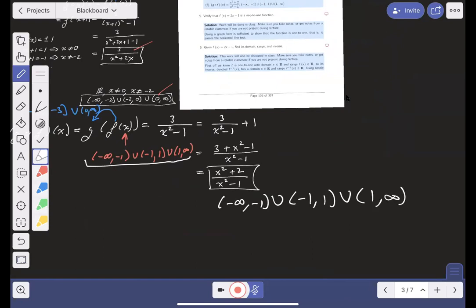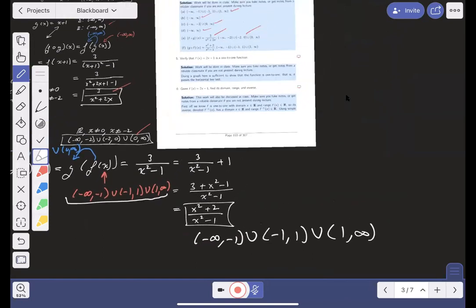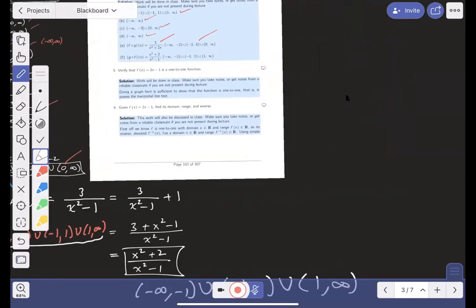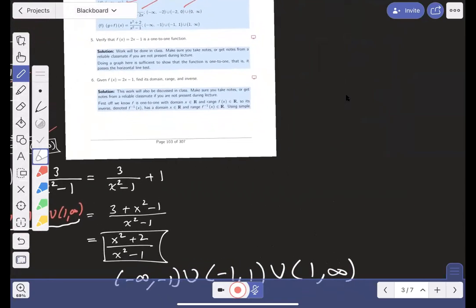All right. So let me look at my answer key. And again, I know it's difficult to do that, but I'm going to encourage it. I really mean that. So I got this, x squared plus 2 on top, x squared minus 1 on the bottom. And I have this, minus infinity to -1, -1 to 1, union 1 to infinity. I feel really good about that.